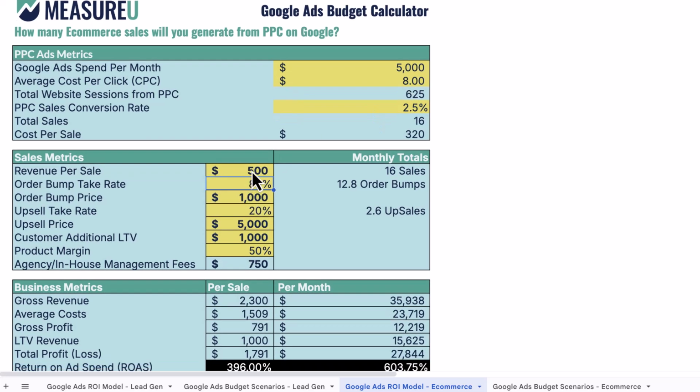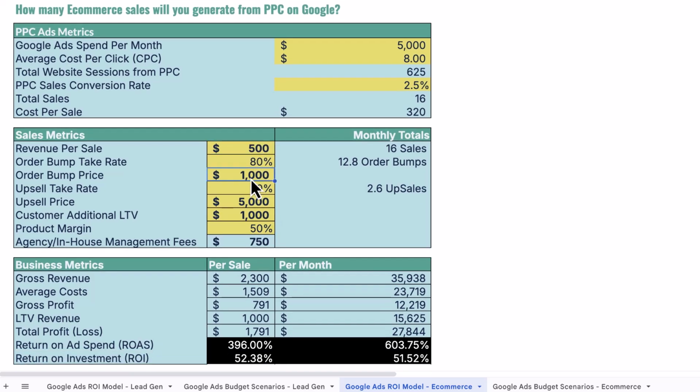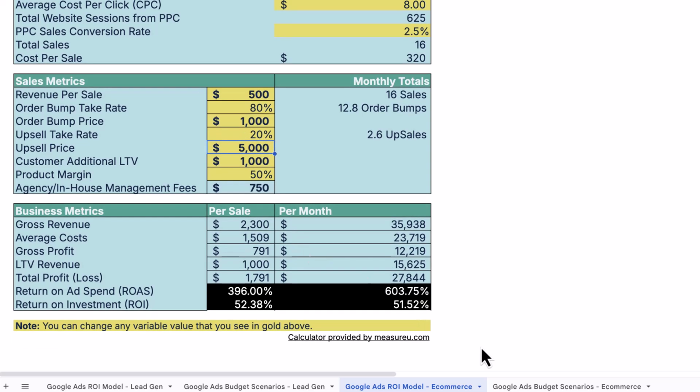So let's be realistic. It's a $500 product, and then we're doing an order bump. We're upselling somebody, and we're seeing if they take those at a smaller percentage. Now this is not the money printing machine, but it's still doing pretty well in this case. So this is how you get to play your scenarios.